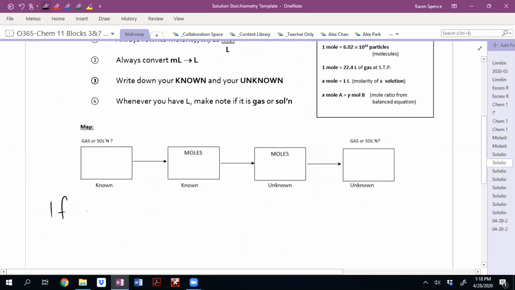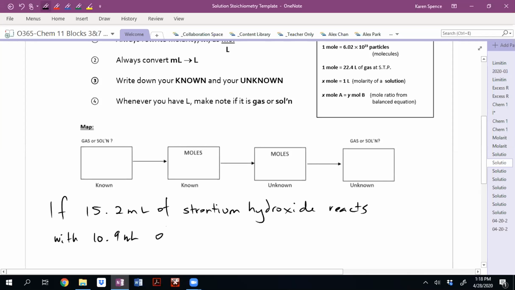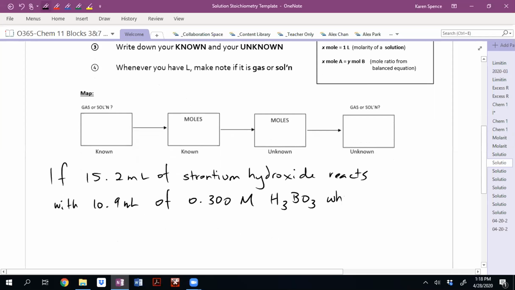If 15.2 milliliters of strontium hydroxide reacts with 10.9 milliliters of 0.3 molar H3BO3, which is boric acid, what is the molarity of the strontium hydroxide?